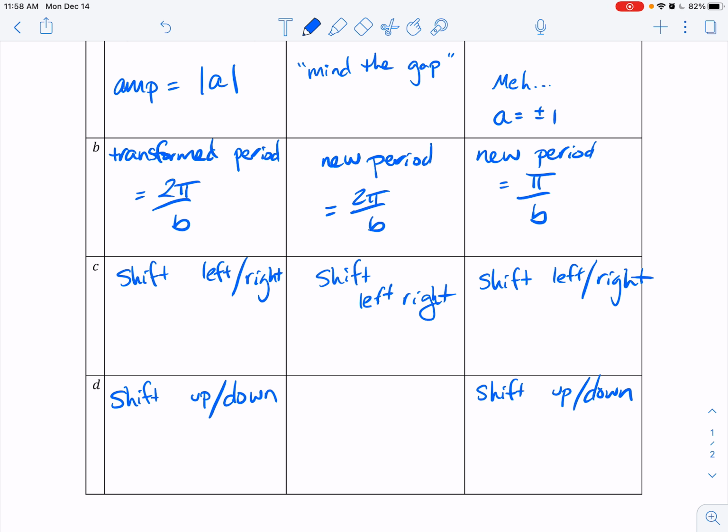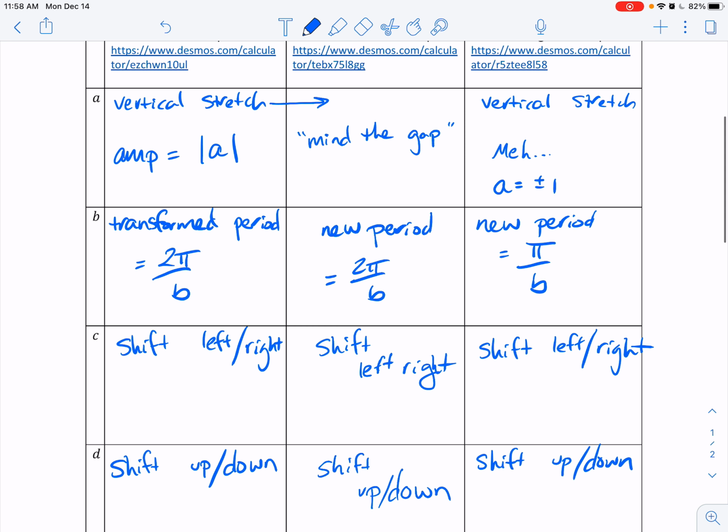And then this one is going to shift you up and down, just like the others. So really and truly, what gets complicated with these is when you first change the period, and then you have to shift left and right and find those new values. So you really need to practice. It's all the stuff that you've done before, but the details get a little sticky.